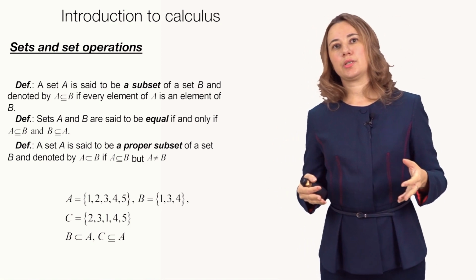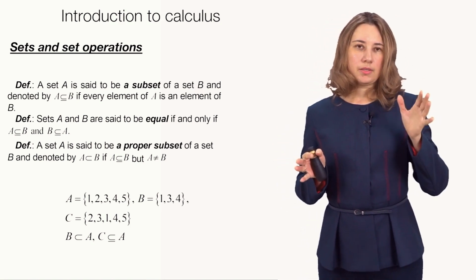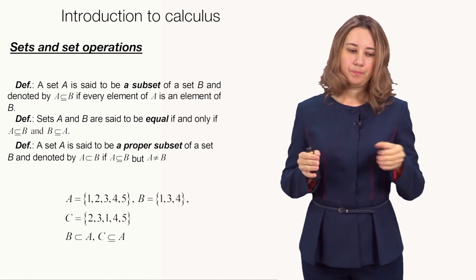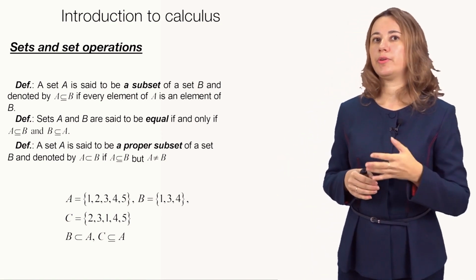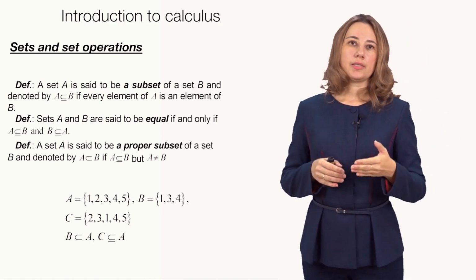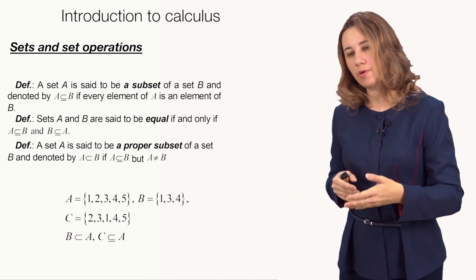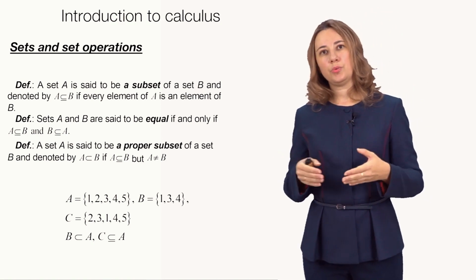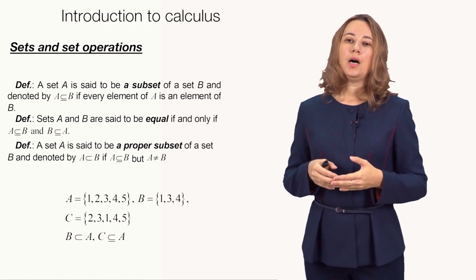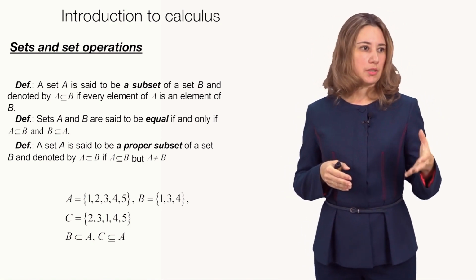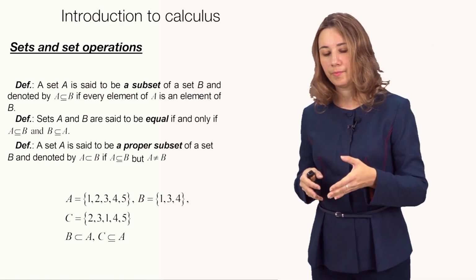Now, let's take a look at this screen again and consider the following three sets. The set A, our set, is a set of 5 elements. This set contains 5 elements: 1, 2, 3, 4, and 5. The next set, B, includes 3 elements: 1, 3, and 4. And here, as you see, we use the first way of specification. And finally, our set C includes 5 elements: 2, 3, 1, 4, and 5.